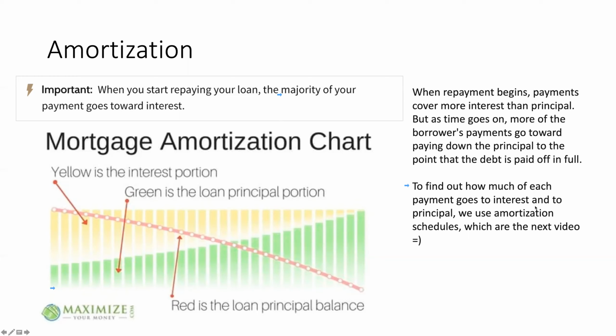Now, a question that we will investigate is how much of each payment goes towards interest. That actually depends on what month we're in. And to do that, we use an amortization schedule. And an example of that you can find in the next video.